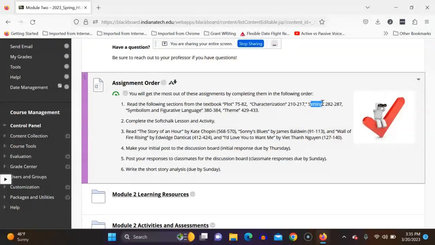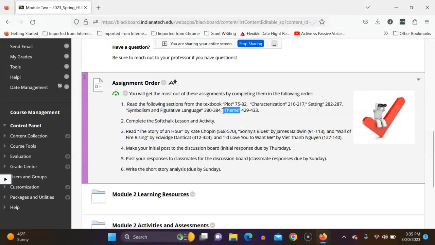Time period, it could be a geographical location, all kinds of different places. The third or the fourth one, and this one trips some people up or they get intimidated by it, and that's symbolism or figurative language. This will help you to see what is a symbol, why do we care about the symbols, and how can I find one?